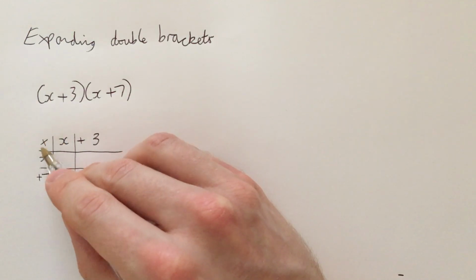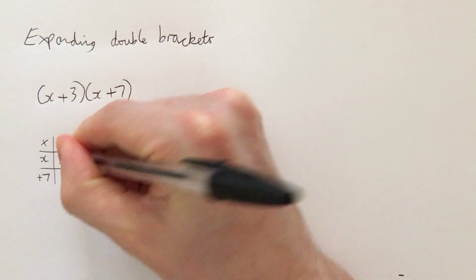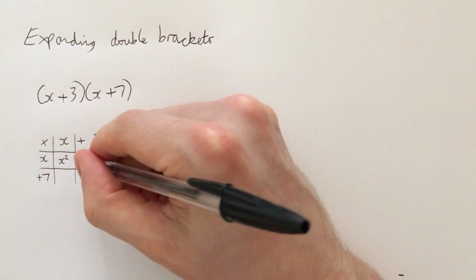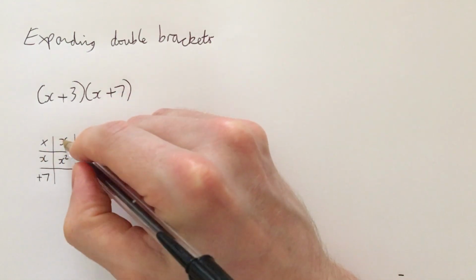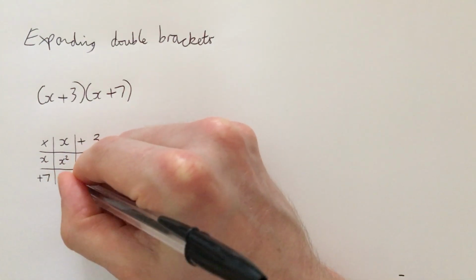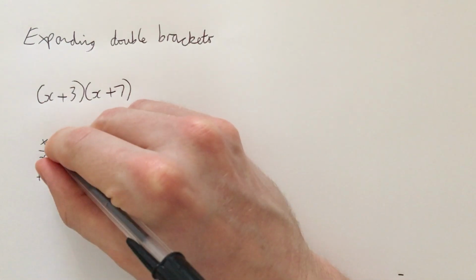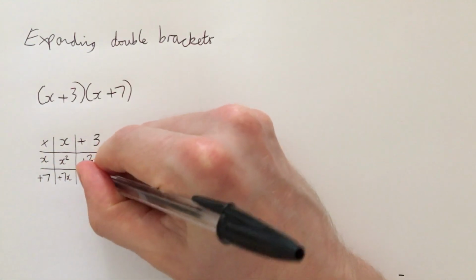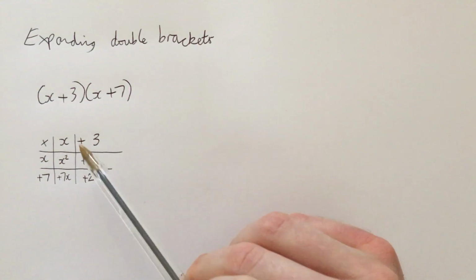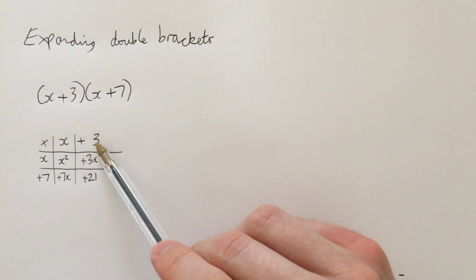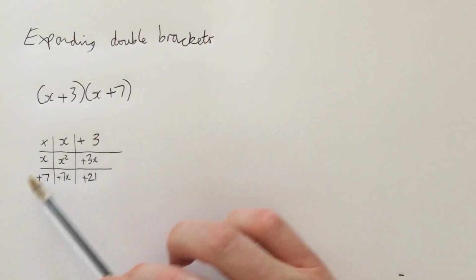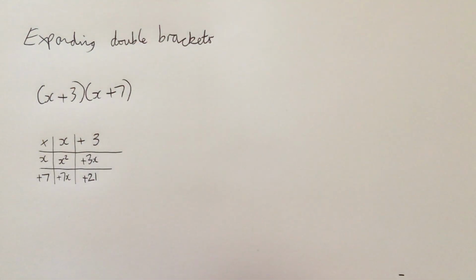So x times x is x squared. Positive 3 times x is positive 3x. X times positive 7 is plus 7x. And positive 3 times positive 7 is positive 21. Now, too many times in the past I've seen students do plus positive 3 plus 7 is plus 10. Please remember you're multiplying these two together, and that's why I've put the multiply sign right there.